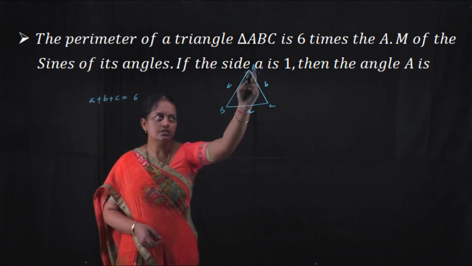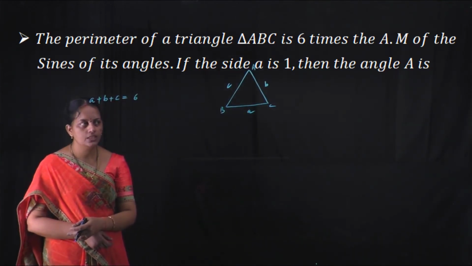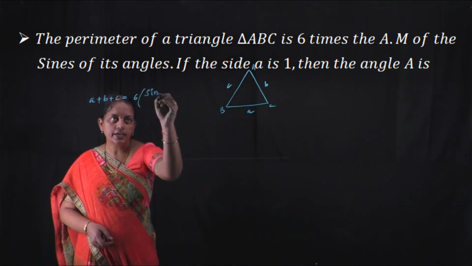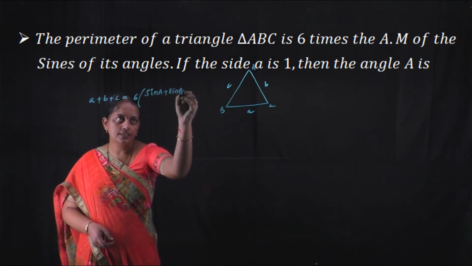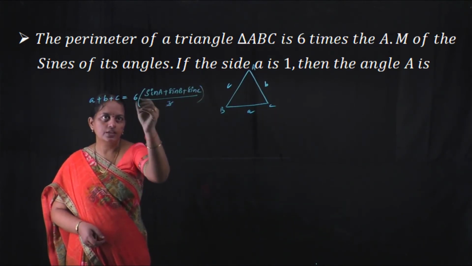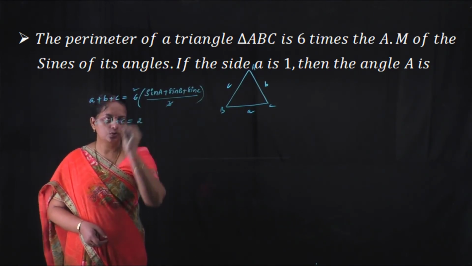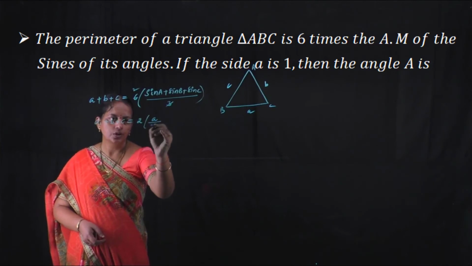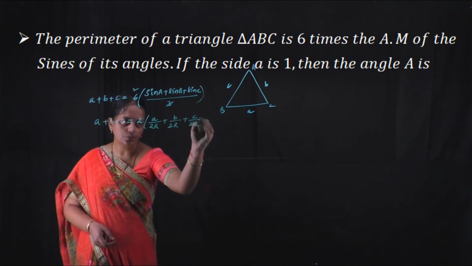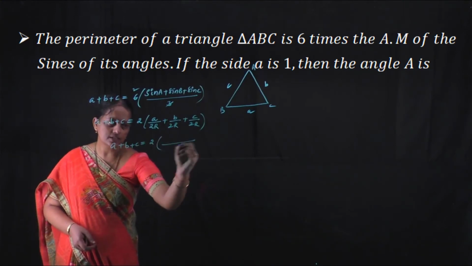Sine of its angles means sine A, sine B, sine C. AM of sine A, sine B, sine C means sum of terms by number of terms. So that is equal to sine A plus sine B plus sine C by 3. Okay. Here the 3 and the 6 get cancelled, and a plus b plus c is equal to, from the sine rule we can write sine A is equal to a by 2R, sine B is b by 2R, sine C is c by 2R.